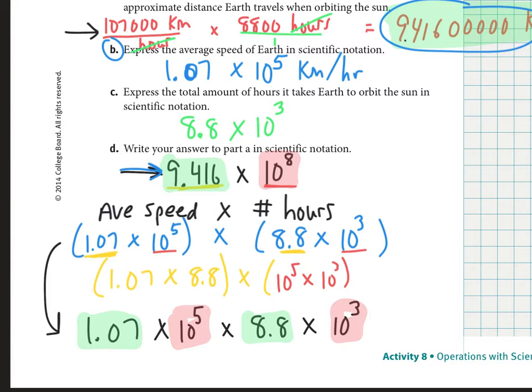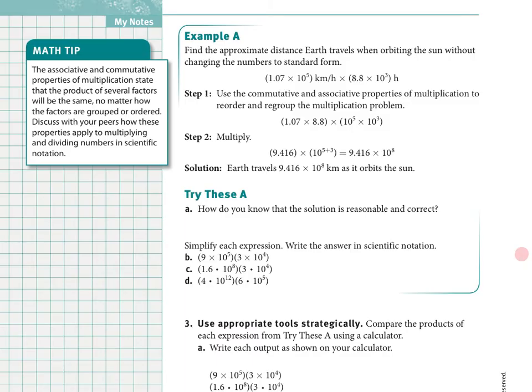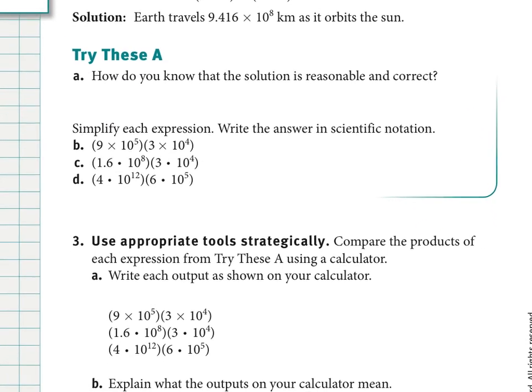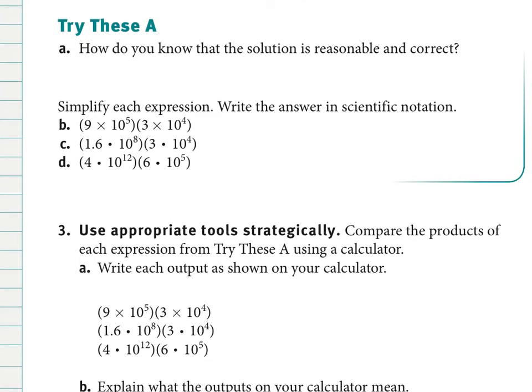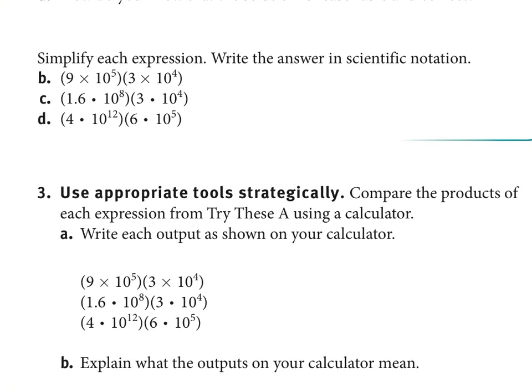Okay, let's look at a couple other examples though. All right, so let's do the next page here, and let's do a couple. Try these. Let's do some of it on our own. Number 2 up here. Can we simplify each expression and write our answer in scientific notation? So the deal is we can multiply, again, the 9 times the 3 first to get 27. And then when we multiply the 10 to the 5th times 10 to the 4th, remember, you're just adding exponents. It's from the previous lesson right there. That's going to end up equaling 10 to the 9th.